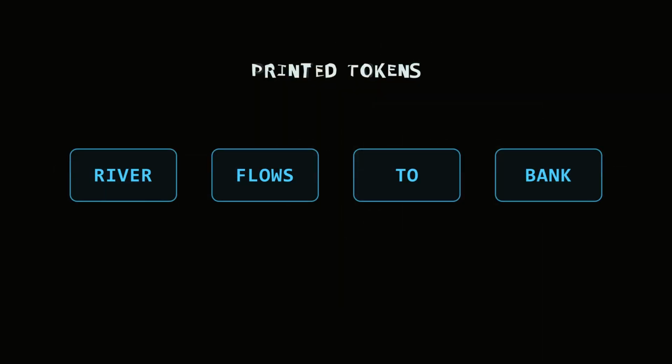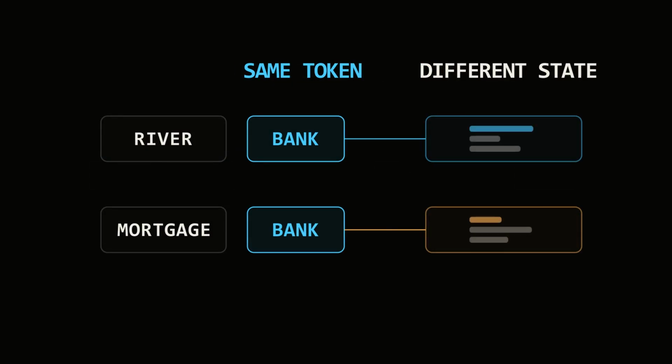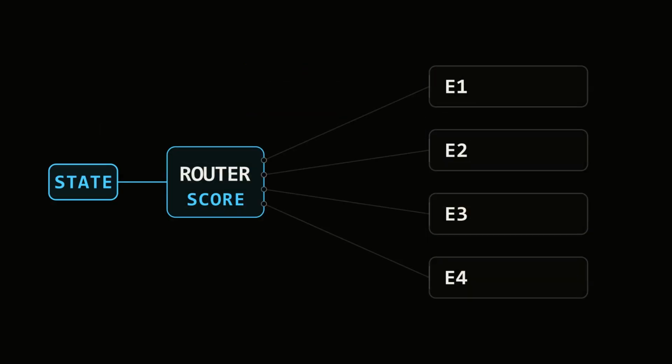Start with a sentence. The model converts its pieces into token states, numerical representations that change as the surrounding context is processed. That context matters. The state for bank near river is different from the state for bank near mortgage, even when the printed token matches. When a token state reaches a mixture of experts layer, a small learned router scores how strongly that state should use each available expert.